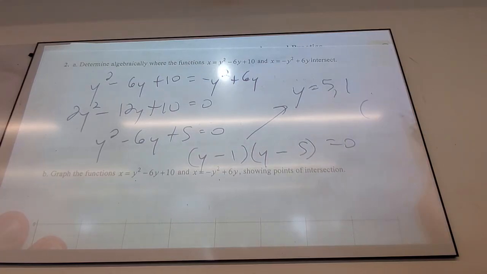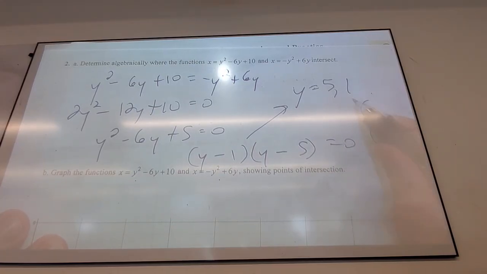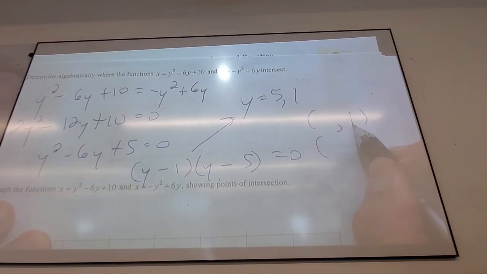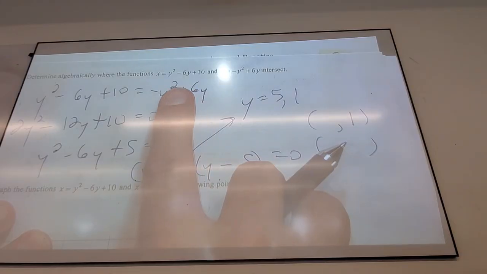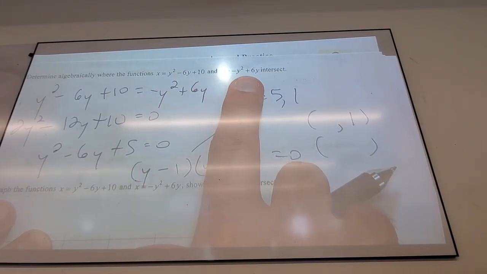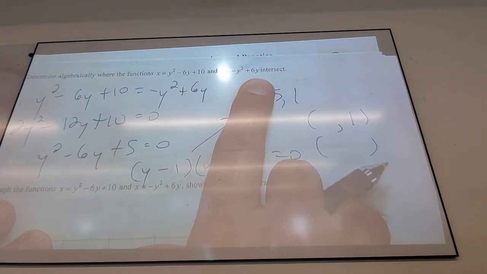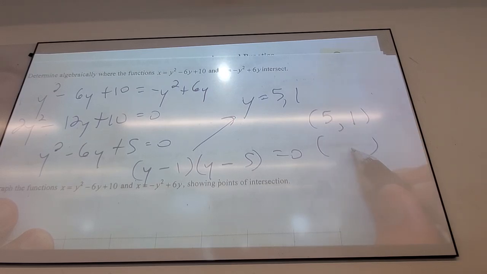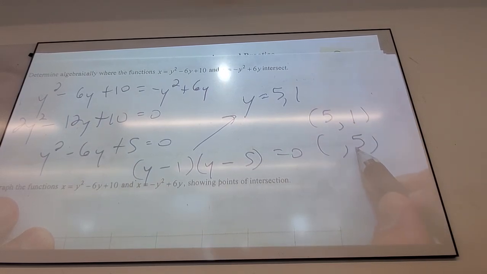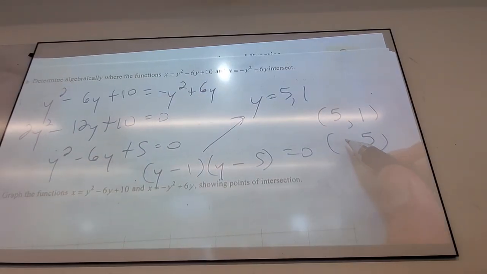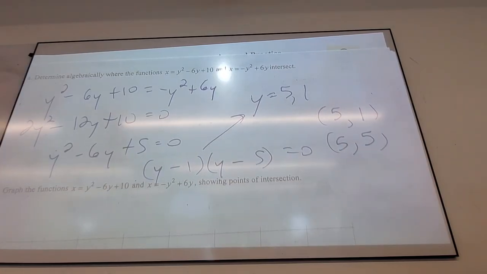What are my points, though? Where do 1 and 5 go? Where do I put the 1 in this point? Here, because that's what y is. When you plug a 1 in, what do you get? You get 5. Either one gives you 5: 1 minus 6 plus 10, and then -1 plus 6, 5. And then where do I put the 5 here? Here. That's what y is. And what's x going to be if y is 5? Yeah, 5. Thank you.